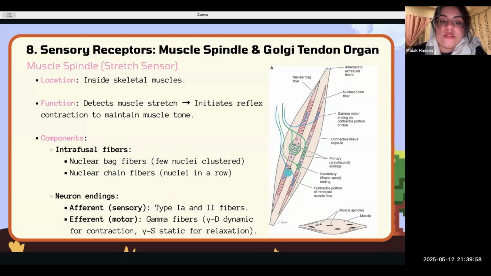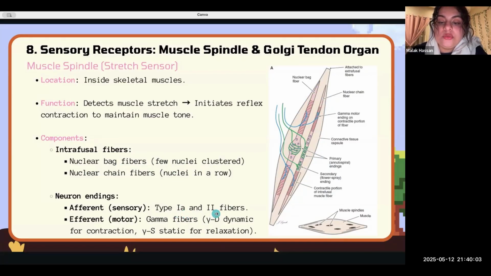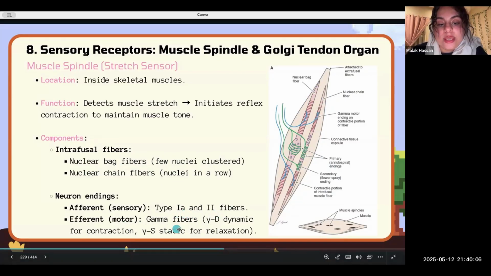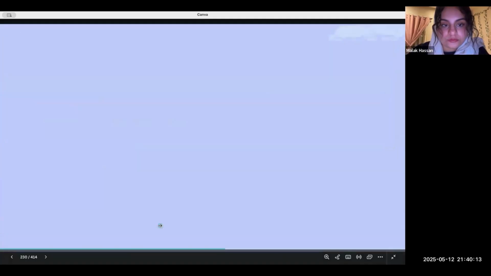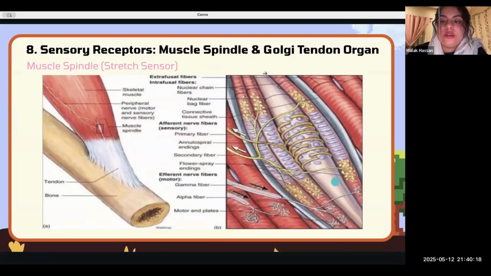And then you have the neuron endings, afferent and efferent. The afferent neuron endings are going to be type 1A and type 2 fibers, and the efferent are going to be gamma fibers. I don't think you need to know the details, but just know type 1A and type 2, and efferent is gamma. Then you can see it here. You have the nuclear bag or the intrafusal fibers, the nuclear chain fibers, these are the nuclear bag fibers, and you have the afferent and the efferent sensory neurons.